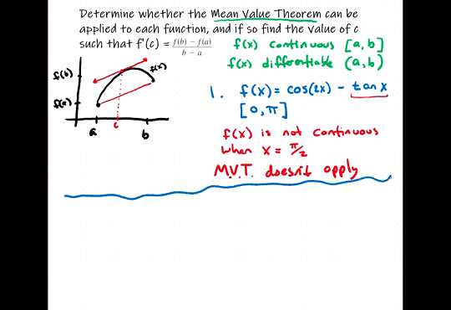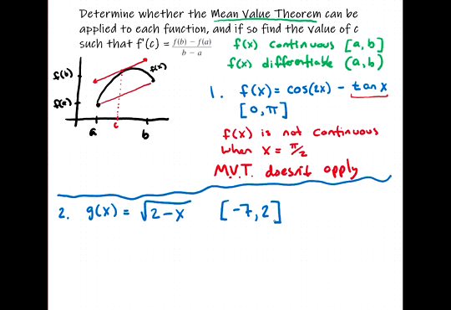Well, let's look at a case where it does apply. Let's say number 2. Let's say g of x is equal to, let's say, the square root of 2 minus x on the interval -7 to +2.